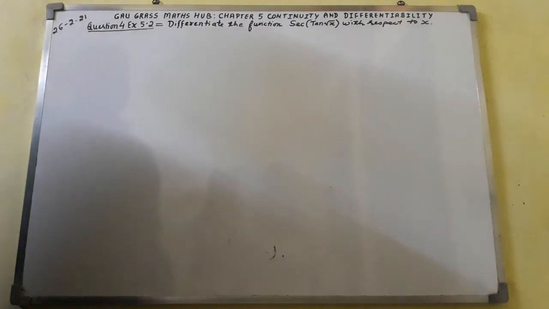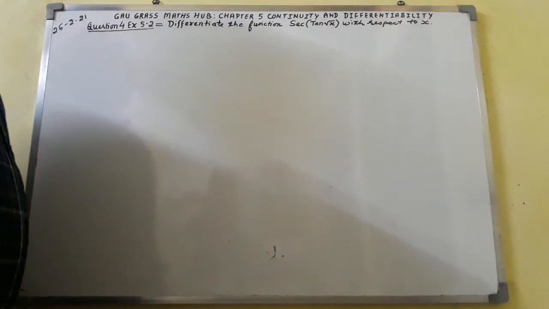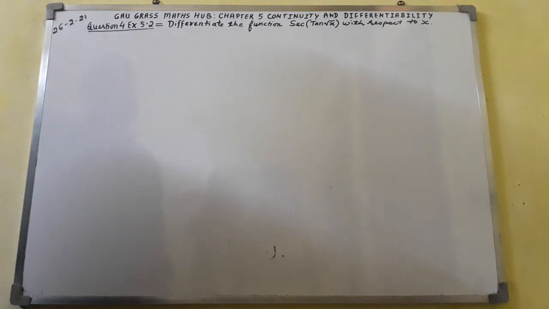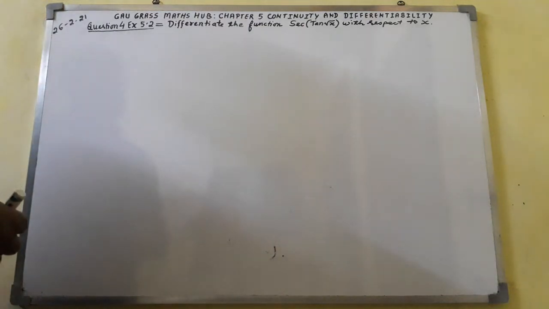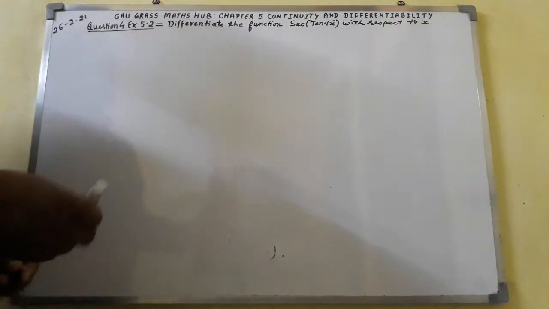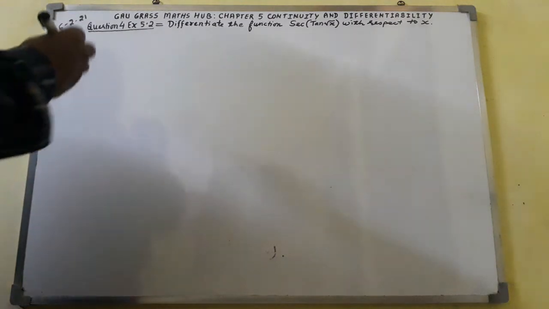I am going to discuss question number 4 that has been taken from exercise 5.2, chapter 5, continuity and differentiability. The question is, differentiate the function sec(tan √x) with respect to x. This is the question about which I am going to discuss here. Here I shall write the solution.